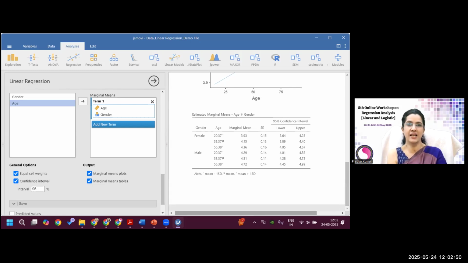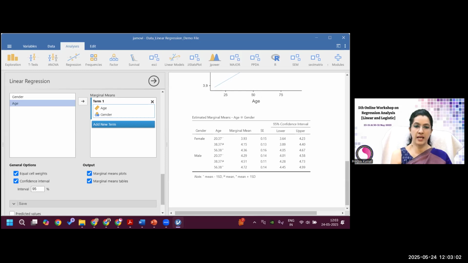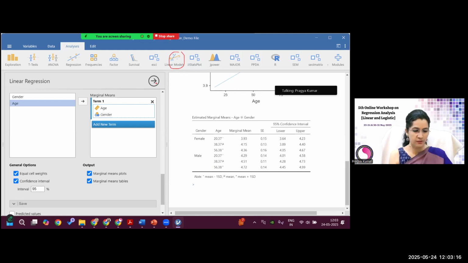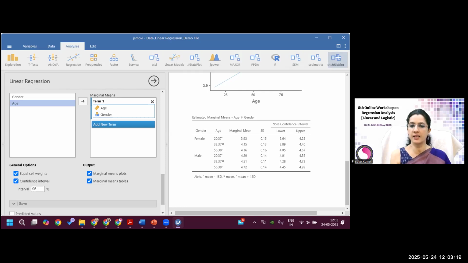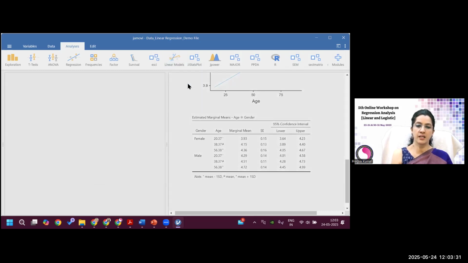Now, in this case, you don't get the effect size. So there's another option through which you can perform this linear regression, and that is the generalized linear model. I think for that you need to install this linear model. Can you see this option of linear model? Thank you. There's a plus sign. If you click this plus sign, you can install this module. And if you click this model, then you can see there is something known as the general linear model. So click on this general linear model.